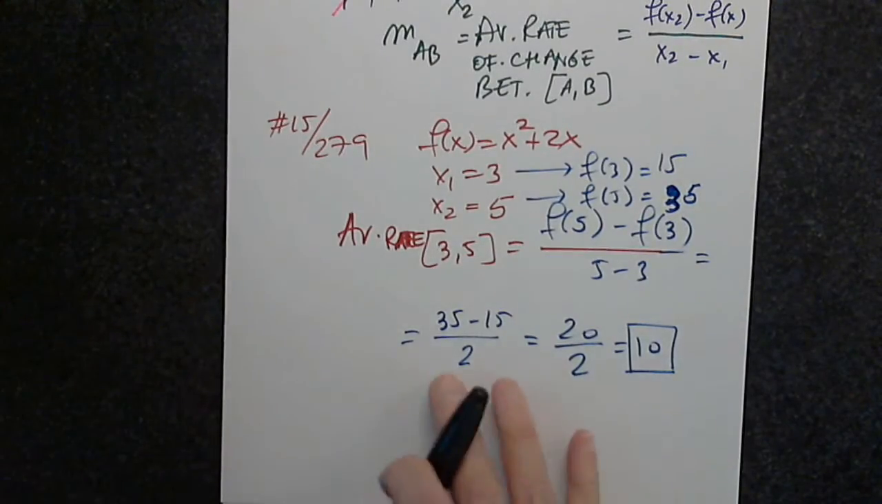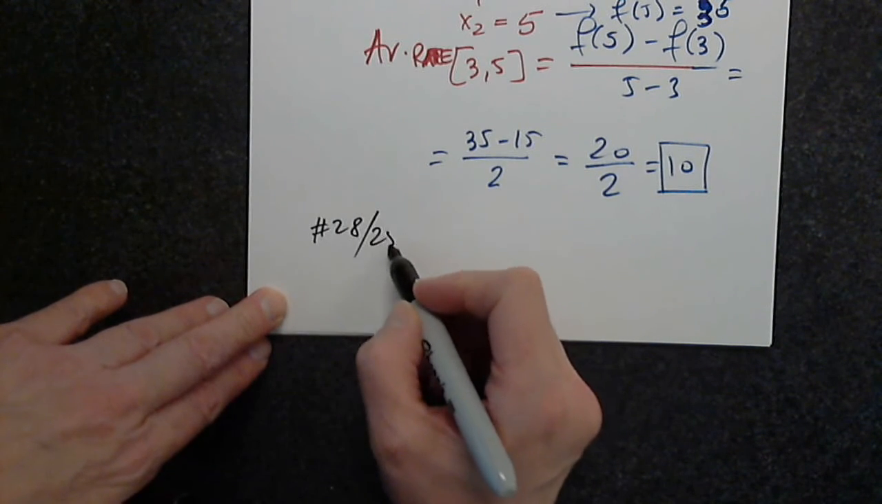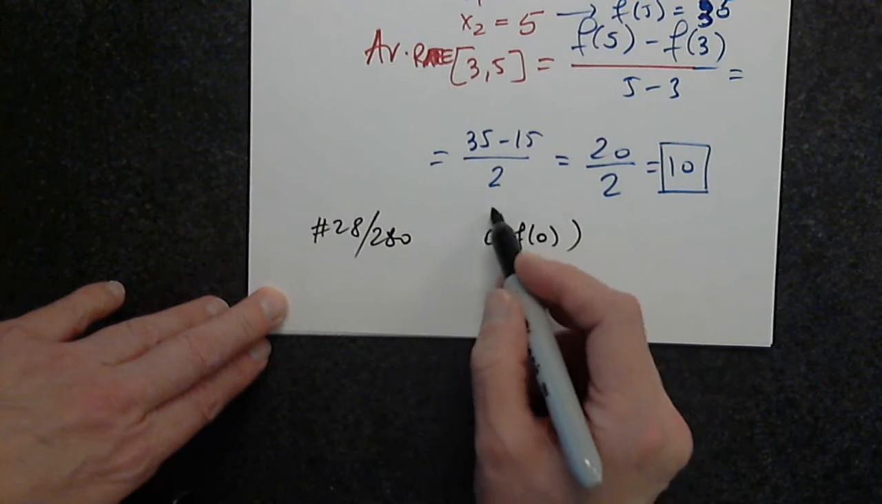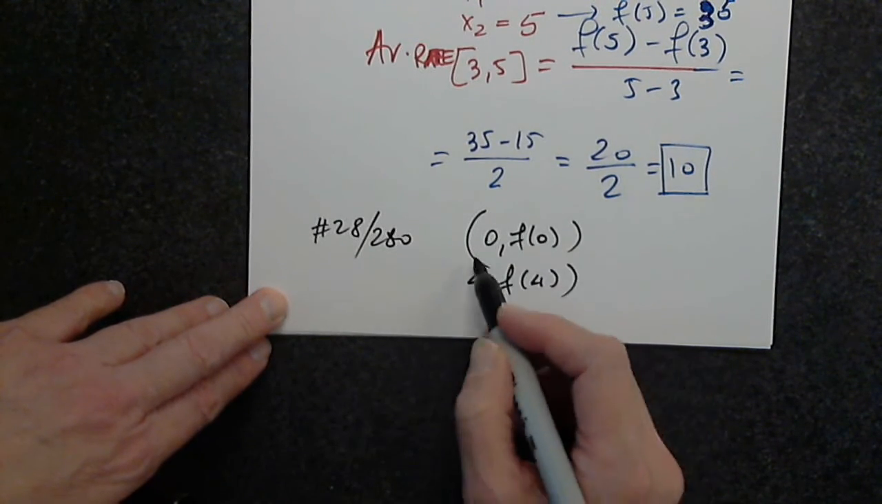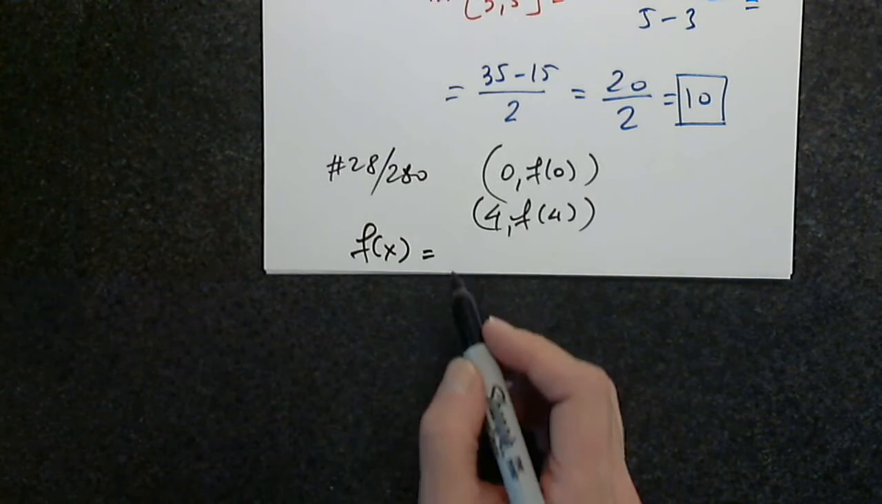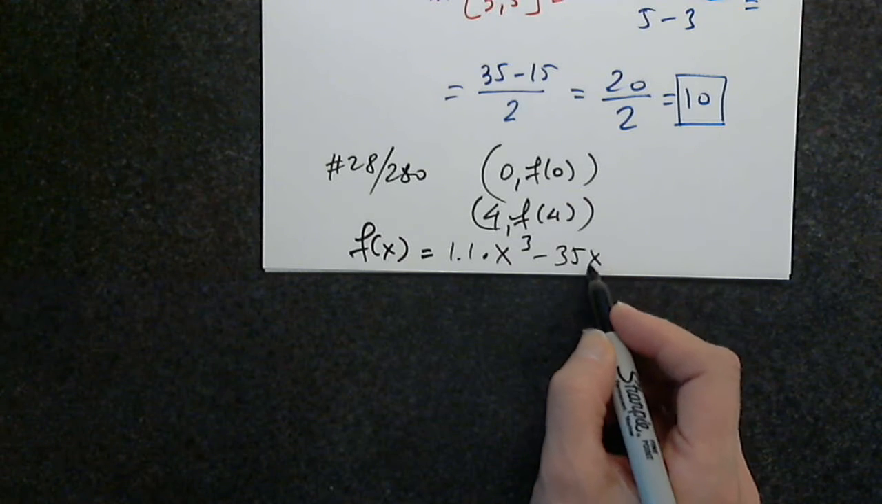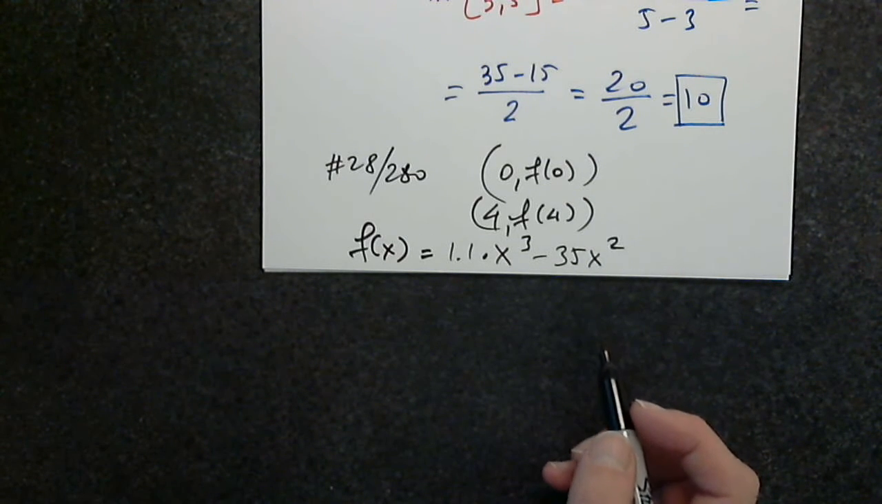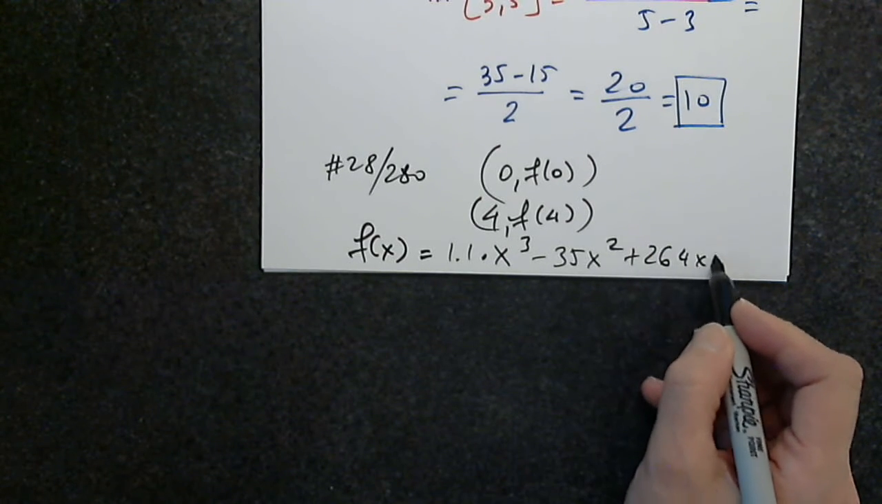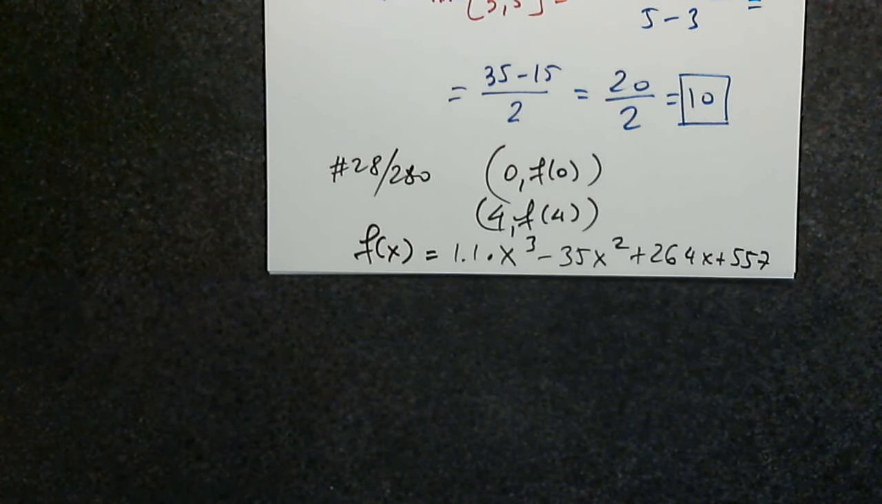Perfect. So this is problem 28 on page 280. The points are 0, f of 0 and 4 comma f of 4. The function is given to us: f of x equals 1.1x to the third minus 35x squared plus 264x plus 557. I'll check the numbers one more time. So 1.1x cubed minus 35x squared, that's correct. 264, and yes, 557, correct.